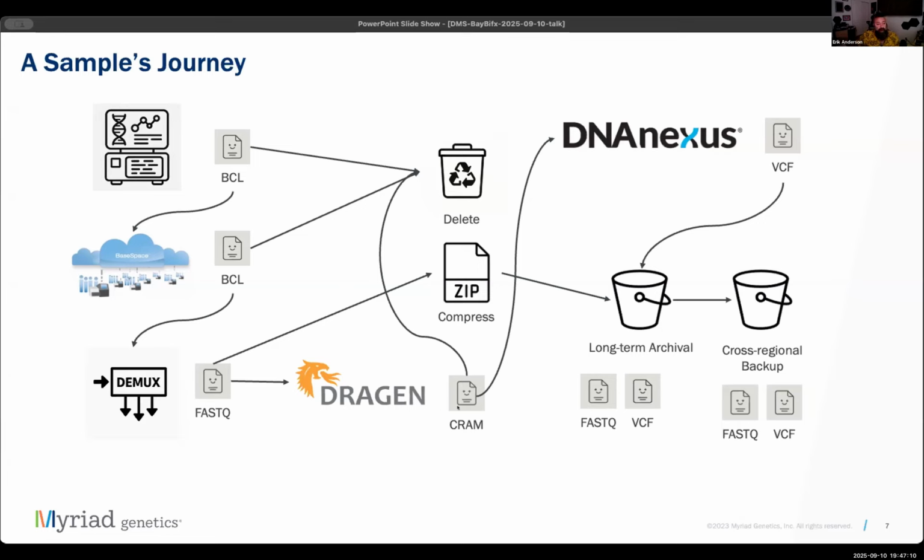In the case of the CRAM, we do have this duplication between the ICA space and DNAnexus.